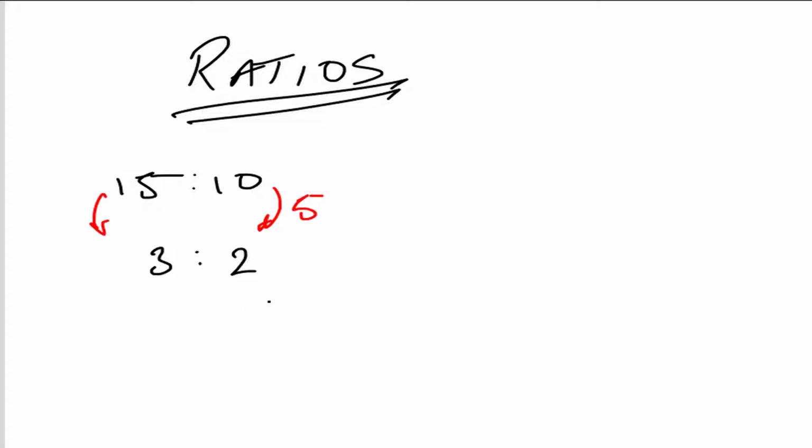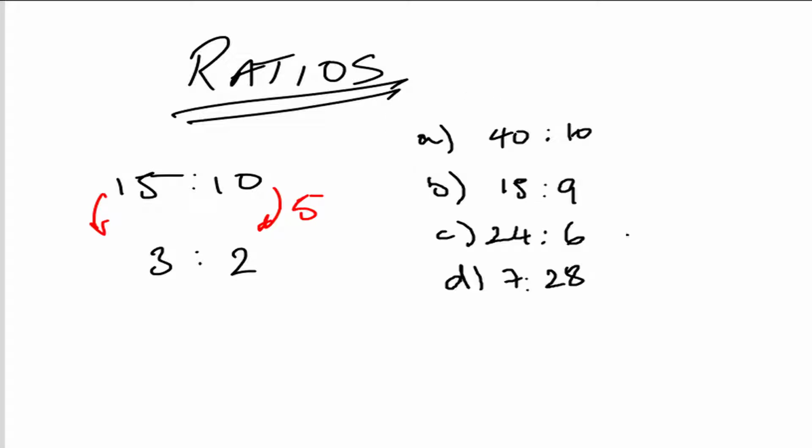It's very important because then later on when you need to find the correct quantity to a certain figure, you'll have the simplest form and you can divide and multiply, which we're going to do later on. So here's a few examples we've written out. Pause the video and see if you can answer it. 40 to 10, 15 to 9, 24 to 6, 7 to 28.